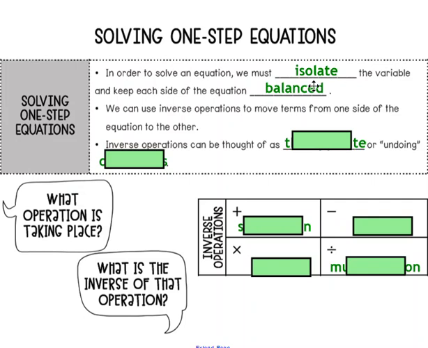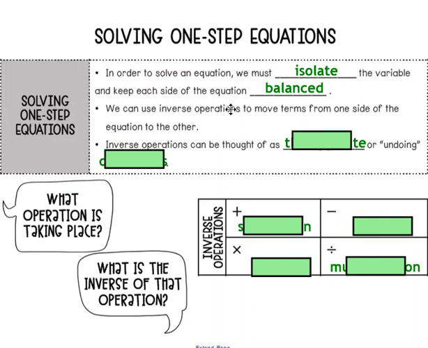One thing that we want to keep in mind here is this word right here. We want to keep the problems balanced. That's why there's an equal sign in there. That implies a balance that needs to happen. The left side is balanced with the right side. So we want to keep that idea of balance always in front of us. We can use inverse operations to move terms from one side of the equation to the other.